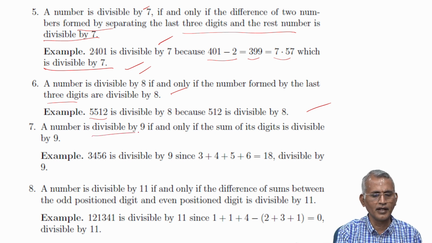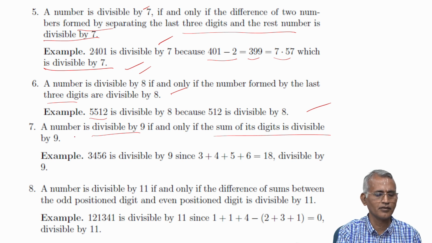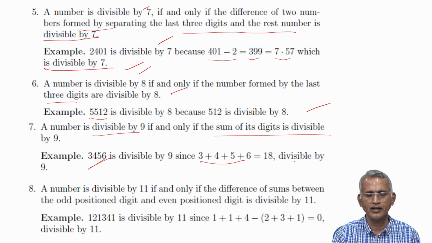A number is divisible by 9 if and only if the sum of its digits is divisible by 9. For example, take 3456. It is divisible by 9 because 3 plus 4 plus 5 plus 6 equals 18, and 18 is divisible by 9.